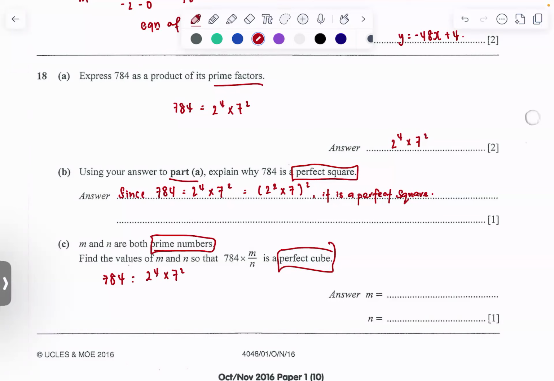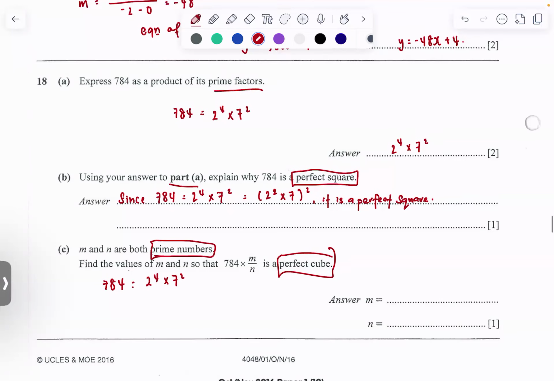So if you see here, let's do 2^4 first. What do I need to do to make this term into a perfect cube term? Do I remove 2 or do I add 2? I remove 2, right? Because if I divide by 2, I will get 2 to the power of 3, right? And 2 to the power of 3 is actually a perfect cube.